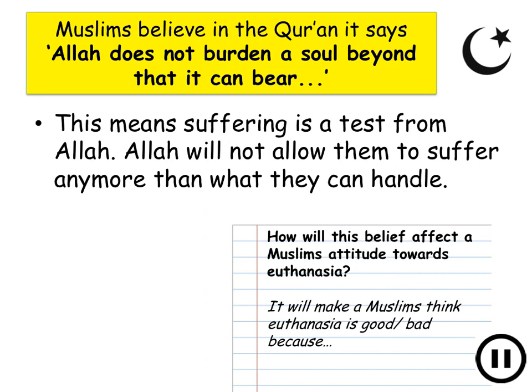What I want you to do on your piece of paper is tell me how this belief will affect a Muslim's attitude towards euthanasia. Remember, from the key words that we looked at before, euthanasia means an easy death. It's taking somebody's life when they're terminally ill and suffering. Use a sentence starter. It will make a Muslim think that euthanasia is good or bad because.